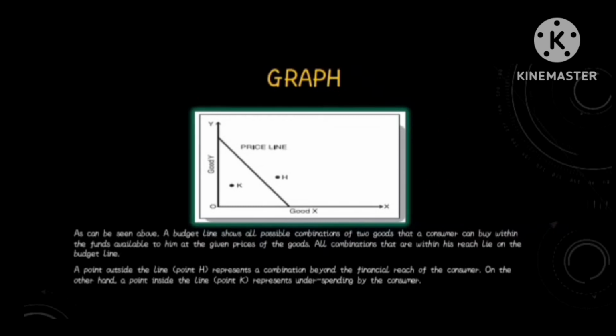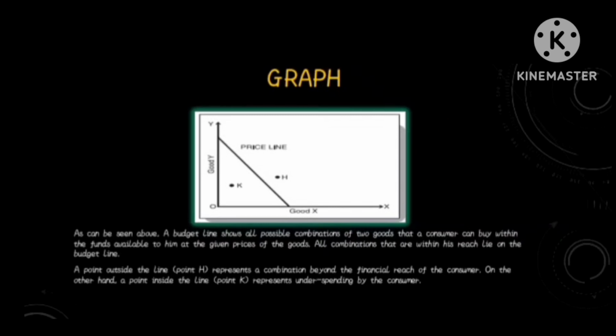Number 1 is the purchasing power of a consumer, her income, and number 2 is the market price of both commodities. For example, we'll take a commodity X and commodity Y. So we have to know the prices of these commodities. Alright, so this is the graph of the budget line. Price line भी कहते हैं, budget line भी कहते हैं.